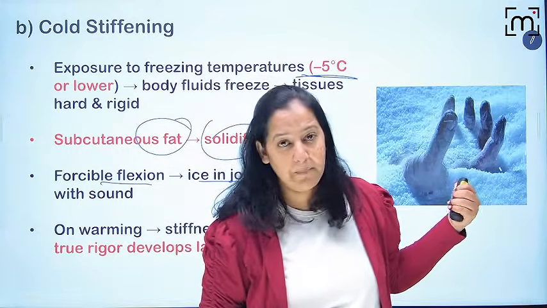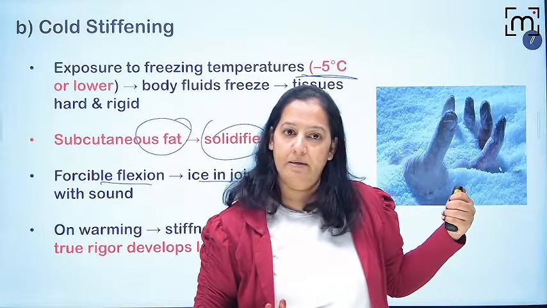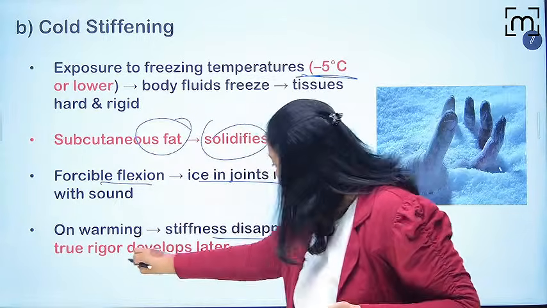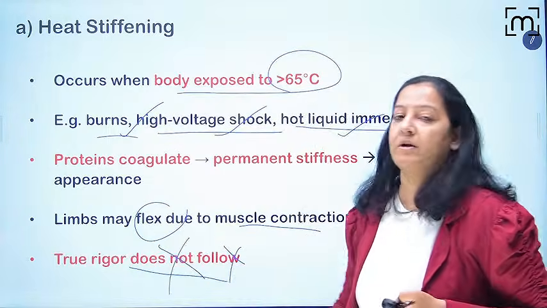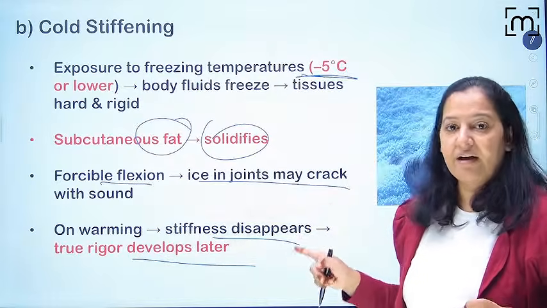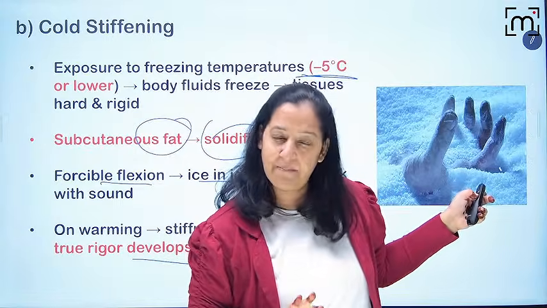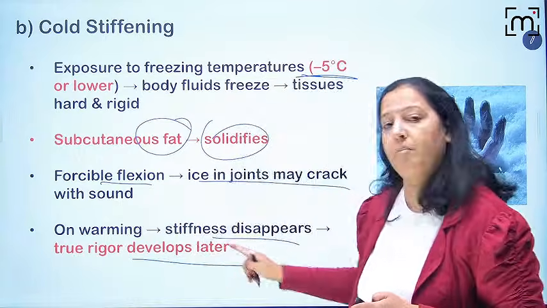But here, if you warm the body in warm water or so, the stiffness will disappear and then rigor mortis will develop. In heat stiffness, rigor mortis doesn't develop at all. Pugilistic attitude is permanent, but here this flexion is temporary. On warming the body, this will disappear, and after that the rigor mortis can develop.